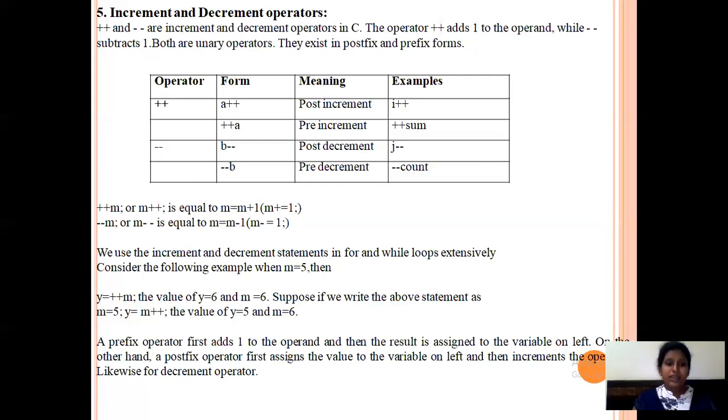A prefix operator first adds 1 to the operand and then the result is assigned to the variable on the left. On the other hand, a postfix operator first assigns the value to the variable on the left, then increments the operand, likewise for the decrement operator. Alright.